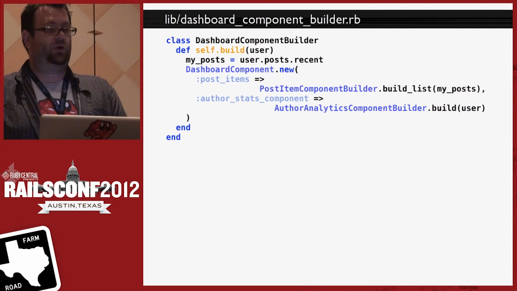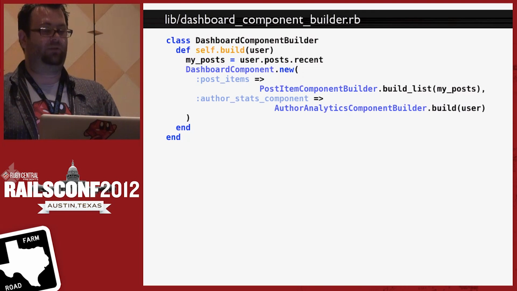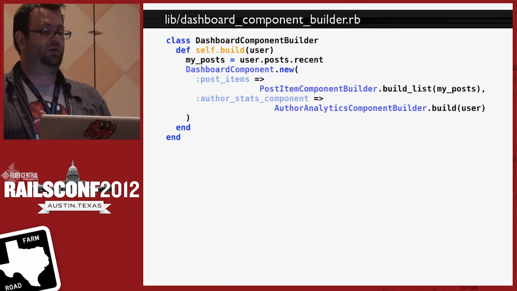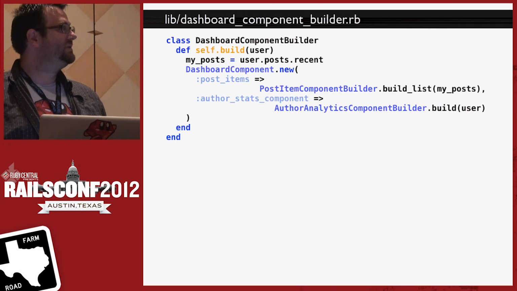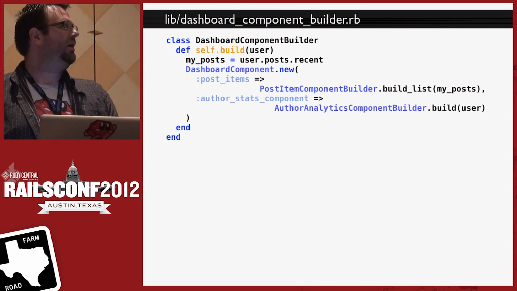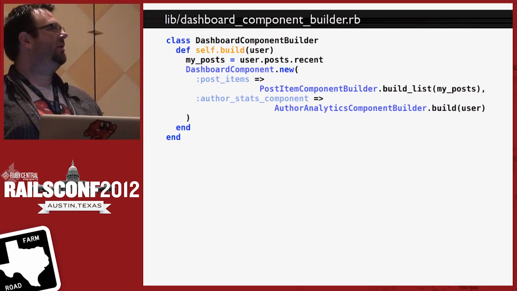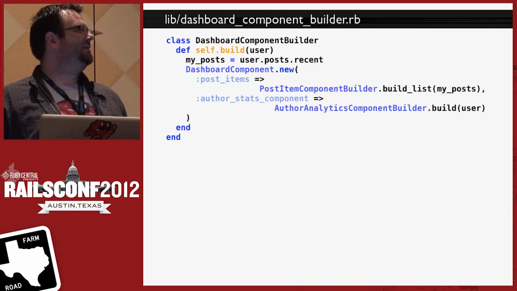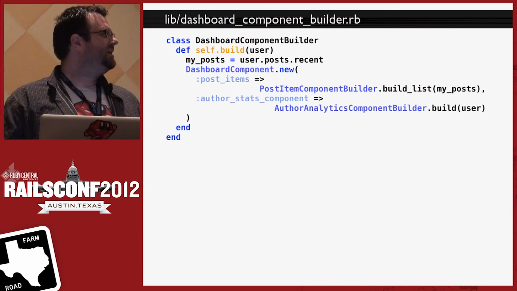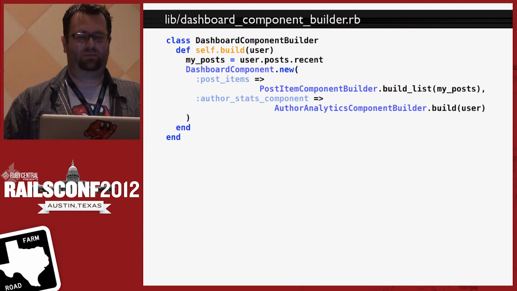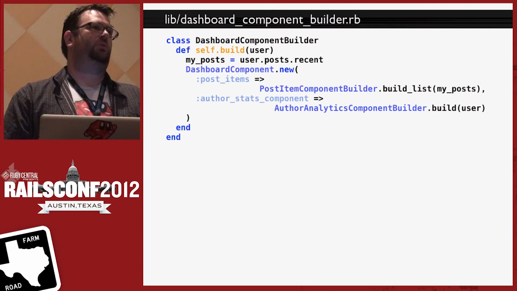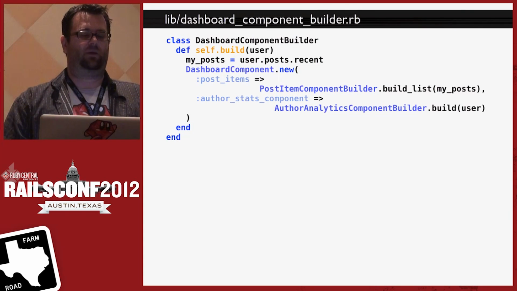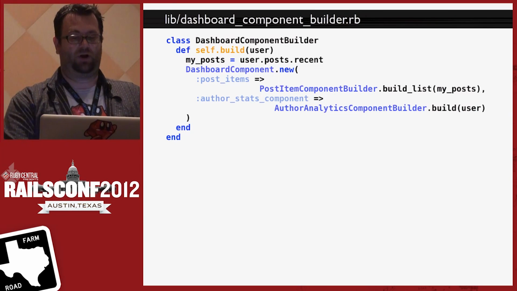We look at our dashboard component builder, and sure enough, here's our build method. It's passing in a user. All right, that's pretty cool. Now this dashboard is going to get a list of recent posts, from the looks of it, off of the user. And then there it is, our dashboard component, finally, right? So we know our dashboard component has post items, and then it's got some author status component. Not sure what that is, but we know that the change we want to make is in the display of the posts on the dashboard. So we're just going to look at the post item component builder. So we've got a builder calling a builder.